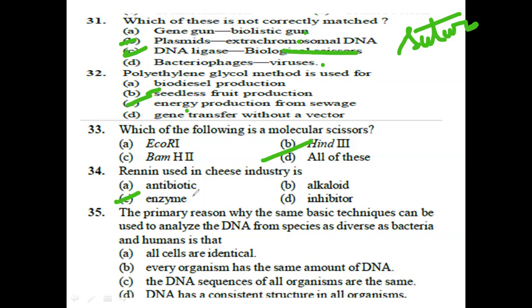The primary reason why the basic techniques can be used to analyze the DNA from species as diverse as bacteria and humans is that all are identical. All cells are identical. Every organism has the same amount of DNA. The DNA sequences of all organisms are the same. DNA has a consistent structure in all organisms. So option C, DNA has a consistent structure in all organisms.